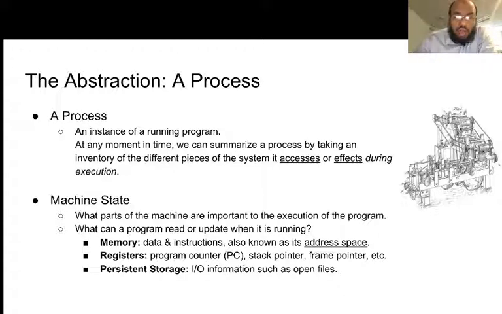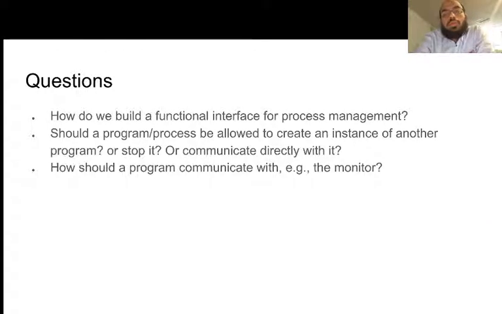So how do you have a functional interface for process management so that you can manage the different memory areas, the registers, the I/O of the processes, and so on, and also the CPU time, of course. Should a program or a process be allowed to create an instance of another program, or stop it, or communicate directly with it? Let me give you an example.